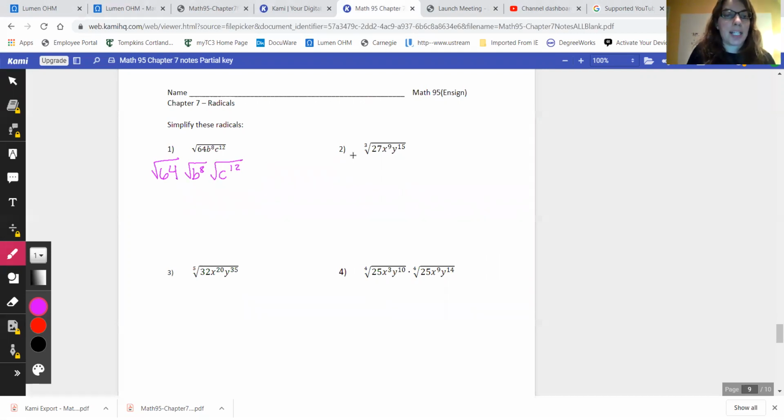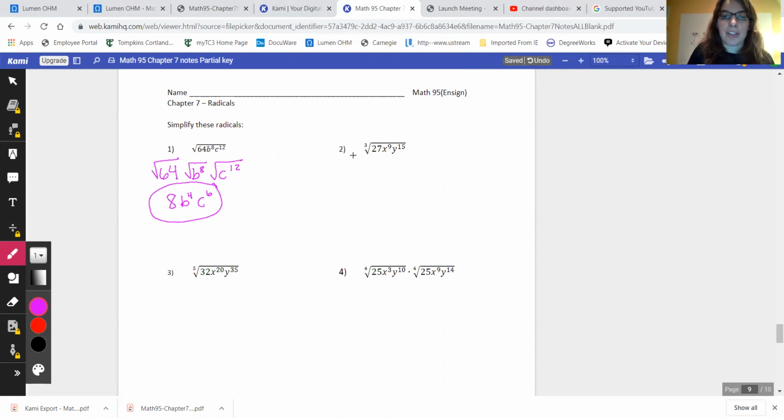Okay. Then I'm going to take the square root of each one. Square root of 64 is 8. The square root of b to the 8th is b to the 4th because 8 divided by 2 is 4. And then c to the 6th for the same reason. No more square root signs, right? We've answered that question of what multiplied by itself makes this. We're just all done at that point.